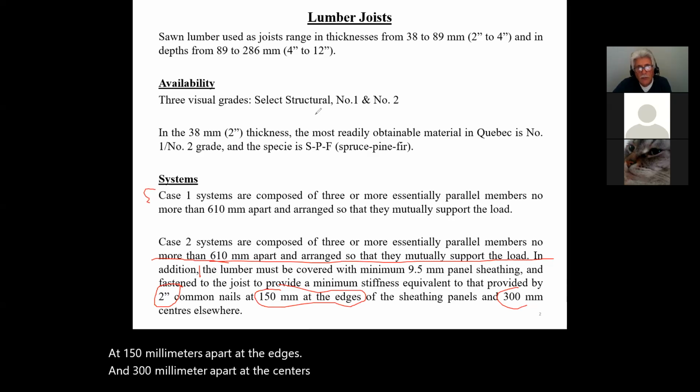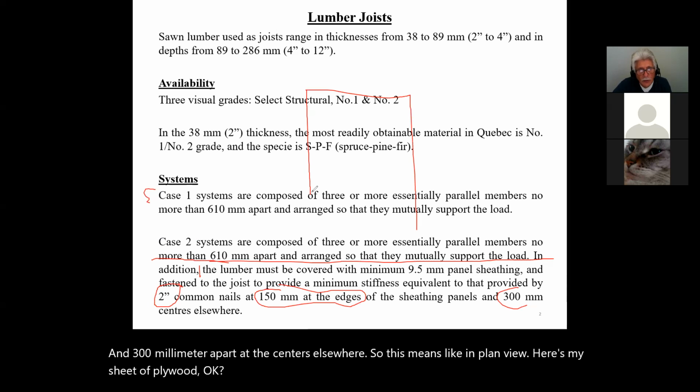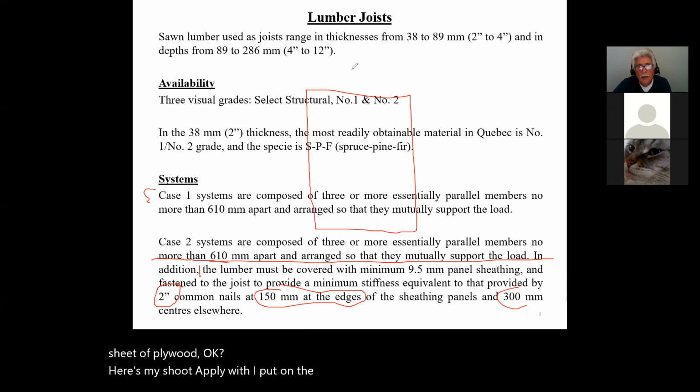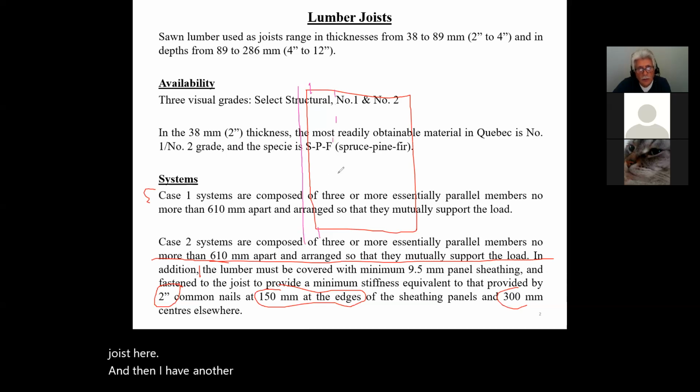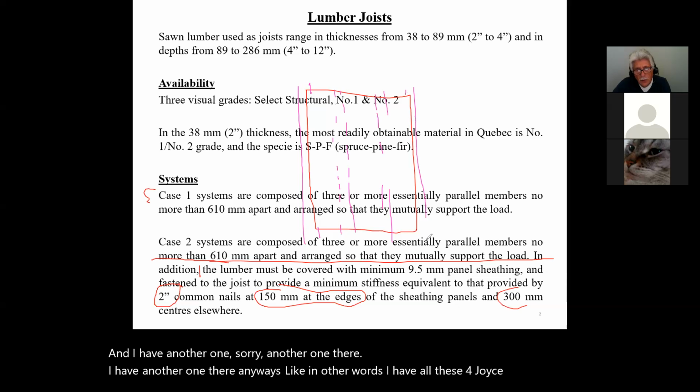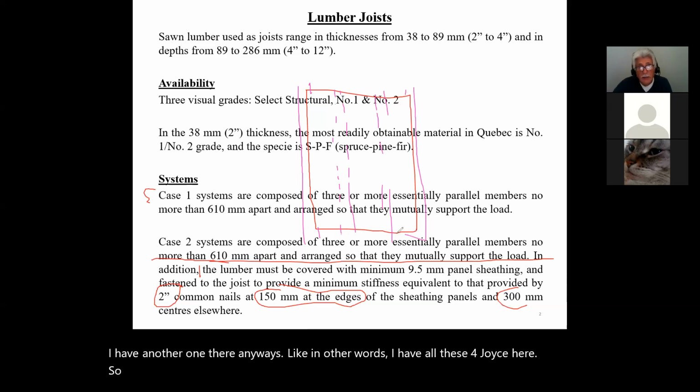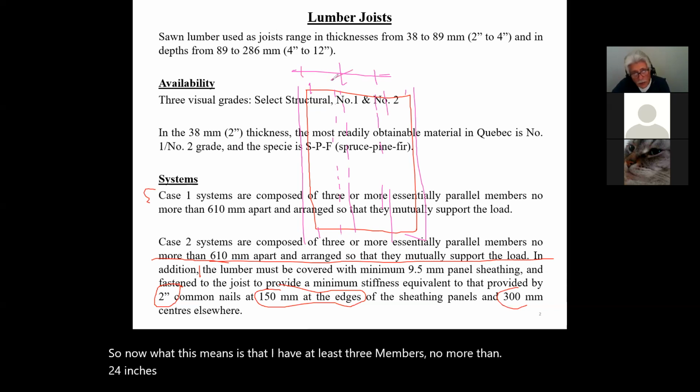So this means, in plan view, here's my sheet of plywood that I put on the floor. I'm going to try to draw this properly so you guys can follow. And here is the floor joist here. And then I have another one here underneath, and another one there, and another one there. Anyways, in other words, I have all these floor joists here. So now what this means is that I have at least 3 members, no more than 24 inches apart. So I fulfill the case 1 system.